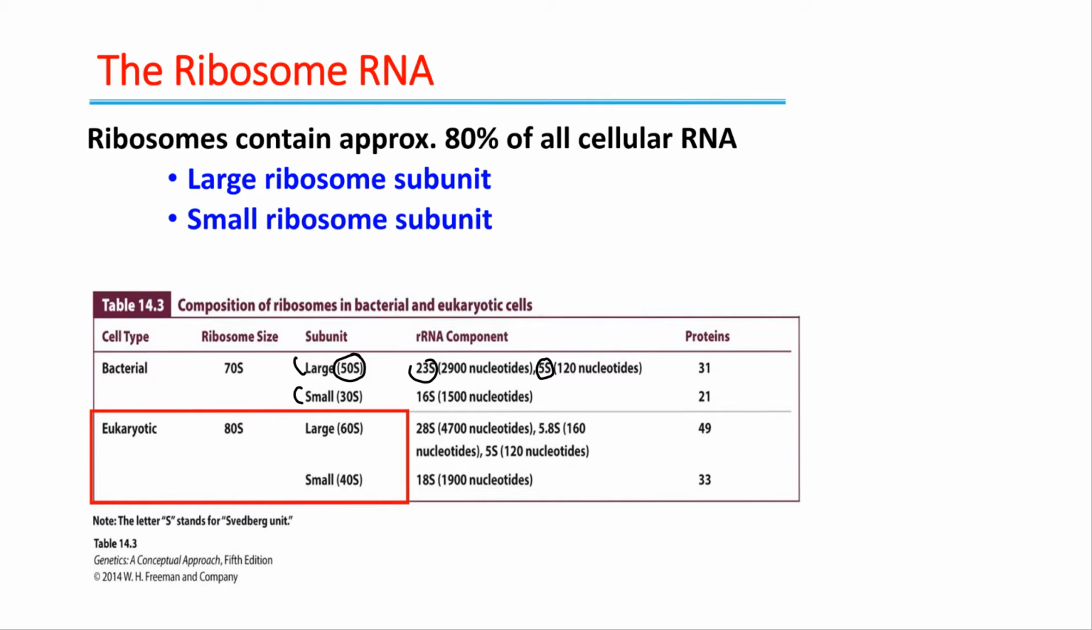Now, how do we measure? Did you notice the S? S stands for Svedberg's unit. Svedberg's units measure the speed by which an object sediments within a centrifugation field. And Svedberg units, S units, are not additive. Combining, for example, the large and small subunit will not give you the total size of the ribosome. In eukaryotes, the total ribosome size is 80S, while the large subunit is 60S and the small is 40S.